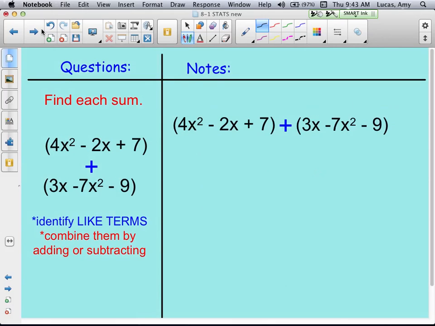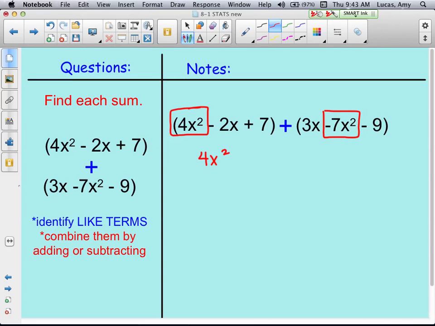Okay, my next one, just going to do the same thing. I'm going to identify my like terms. So you may notice that the order on these is not the same. So I've got 4x squared, and then the middle term over here is its like term. So 4x squared minus 7x squared is negative 3x squared. My next set, negative 2x plus 3x is just 1x.